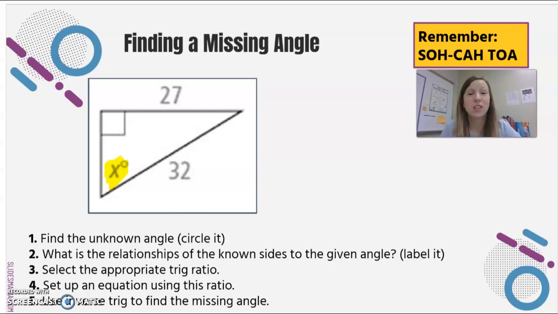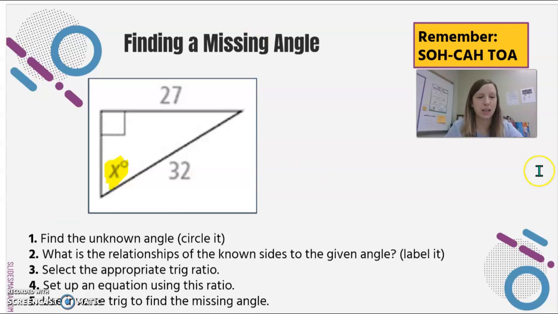Hi everyone. So today we're looking at how to find the missing angle of a right triangle using inverse trigonometry. So I've highlighted here the angle that we don't know, angle X, and we need to determine which ratio we're going to use. Are we going to use sine, which is opposite divided by hypotenuse, cosine, which is adjacent divided by the hypotenuse, or tangent, which is opposite divided by adjacent? So remember, SOHCAHTOA will help you get through it, okay?